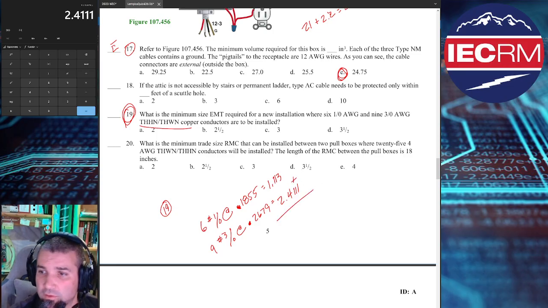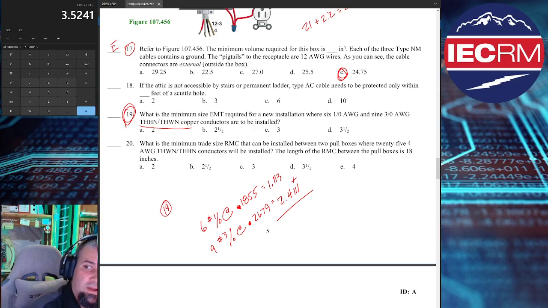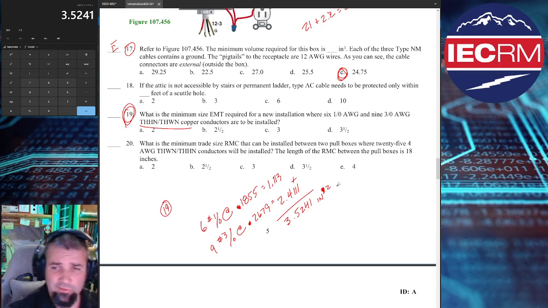I'll leave this on the calculator and I'll just do plus 1.113 equals 3.5241. Cool. I have the cubic inches of my wire. Or, not cubic, it's square. I have the square inches of wire. I have the cross-sectional area, right?